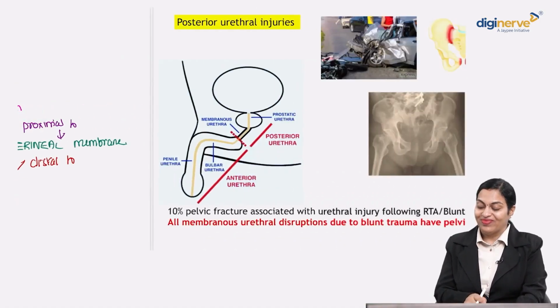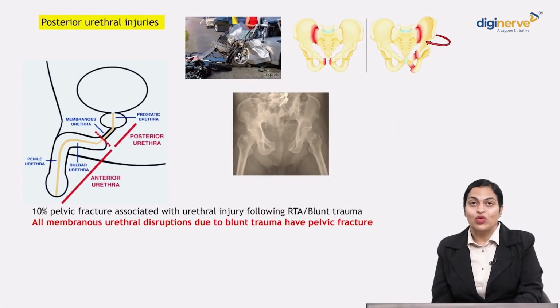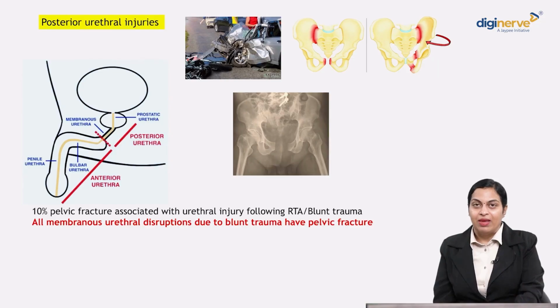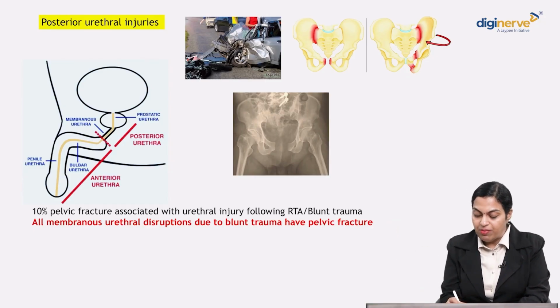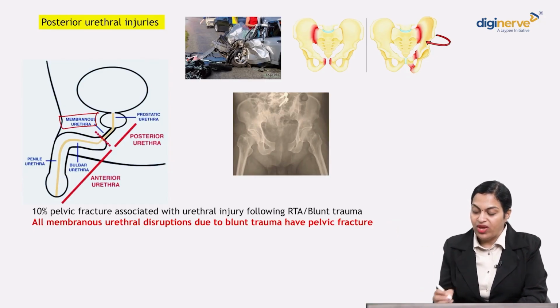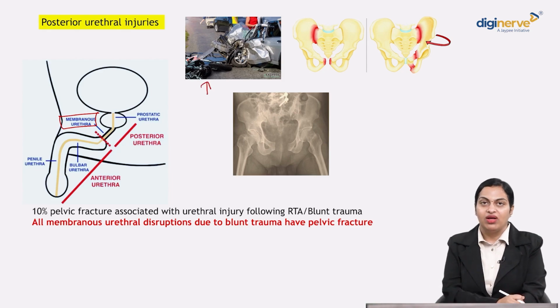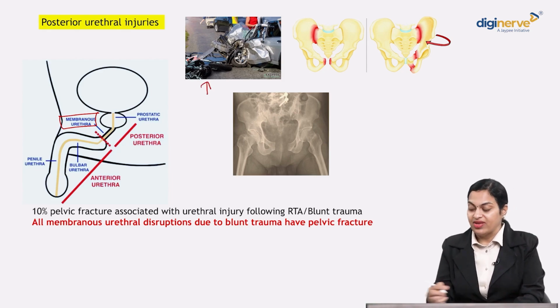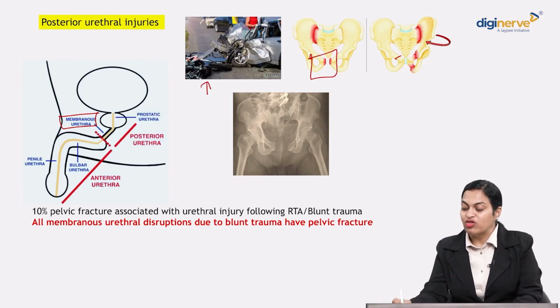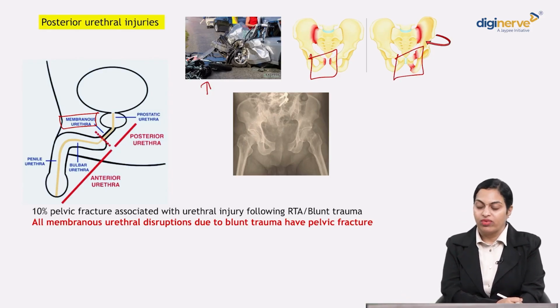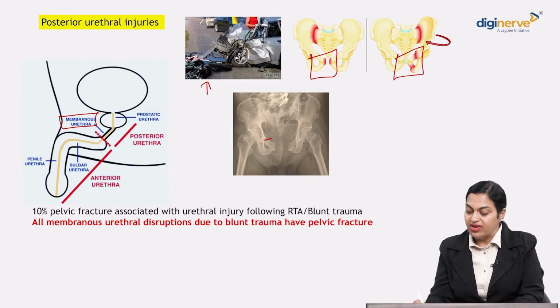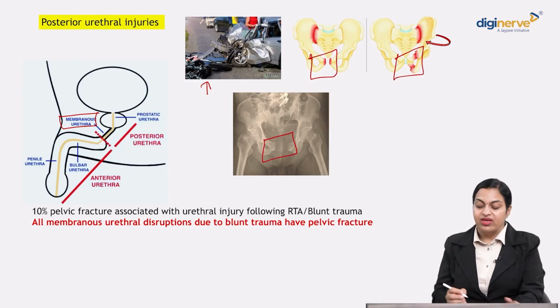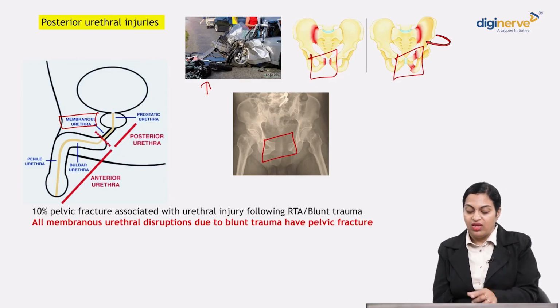Okay? Posterior urethral injuries mainly involve the membranous urethra. So this is the membranous urethra. Any blunt trauma, a road traffic accident resulting in fracture of the pelvic bone, you can see it here, can always cause injury to the membranous urethra.